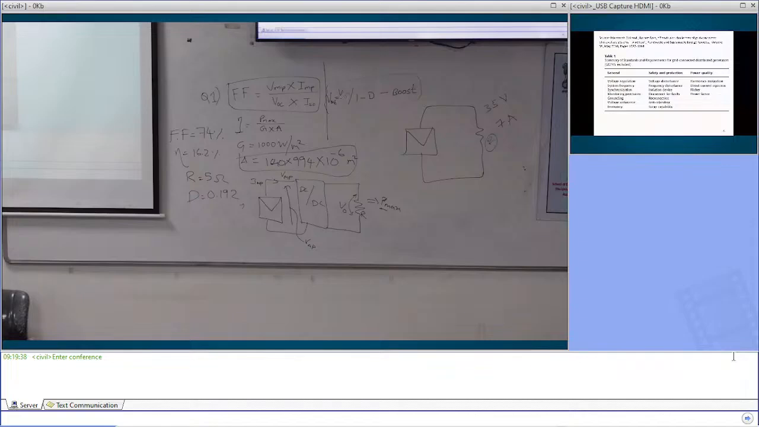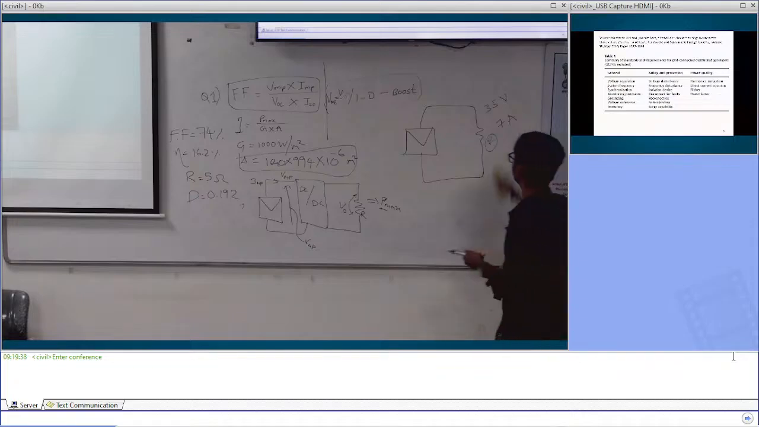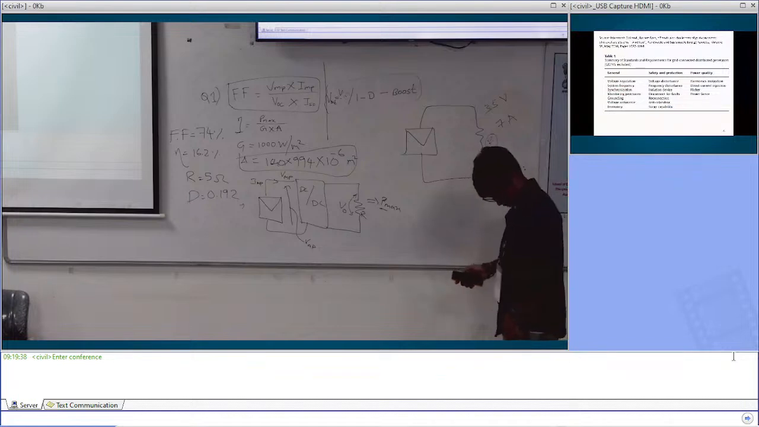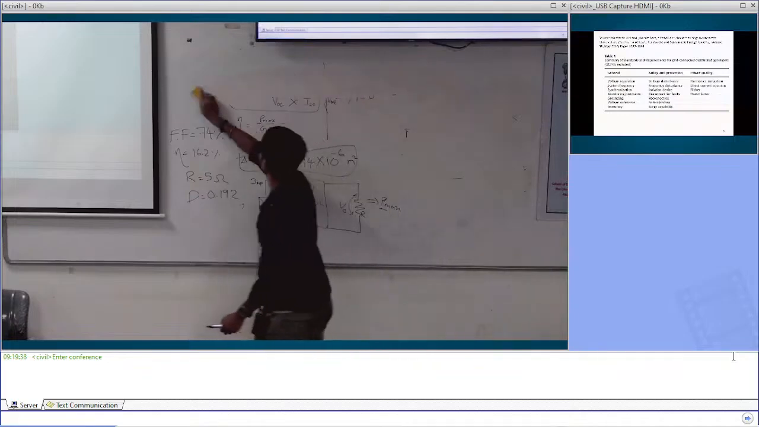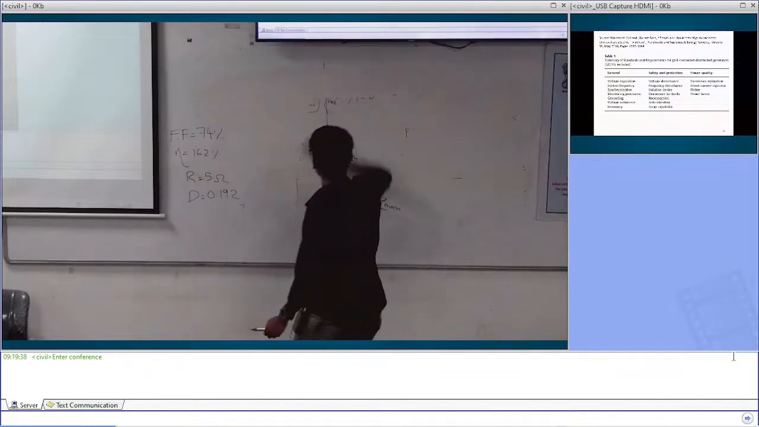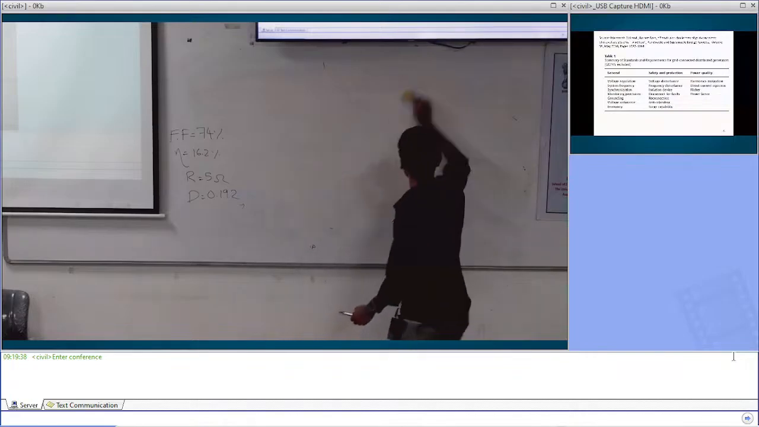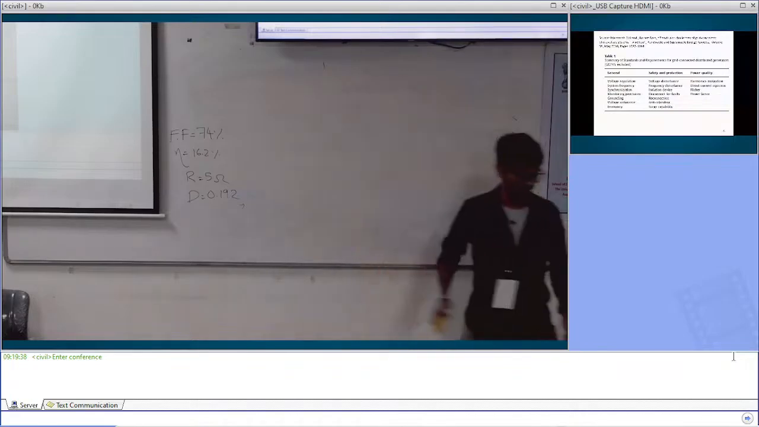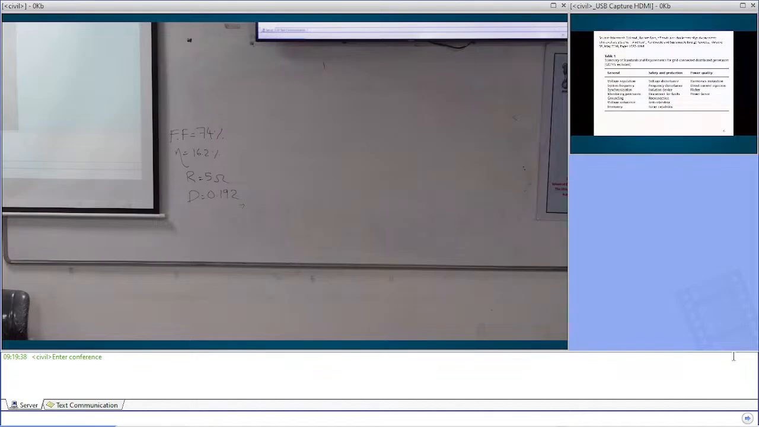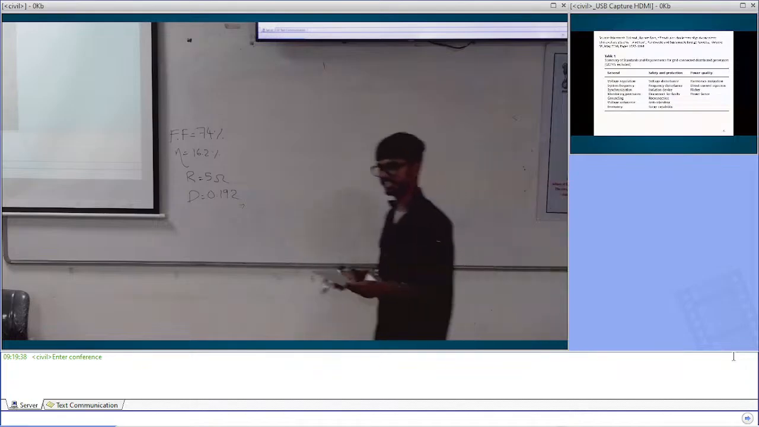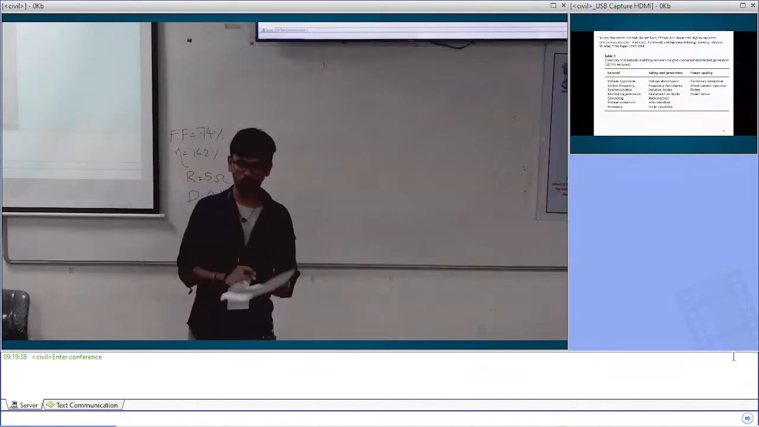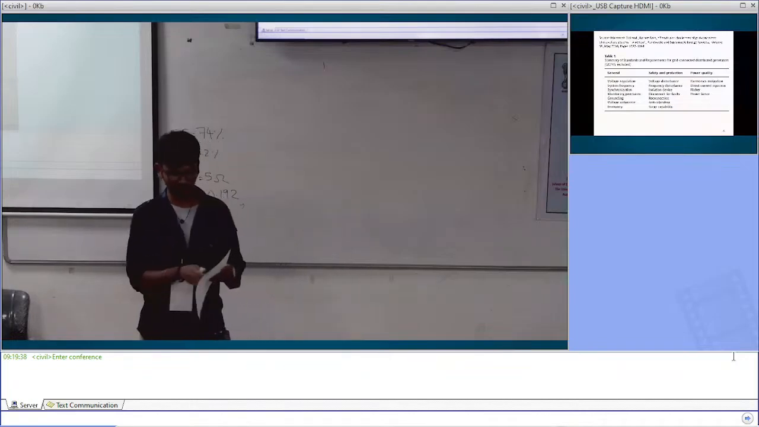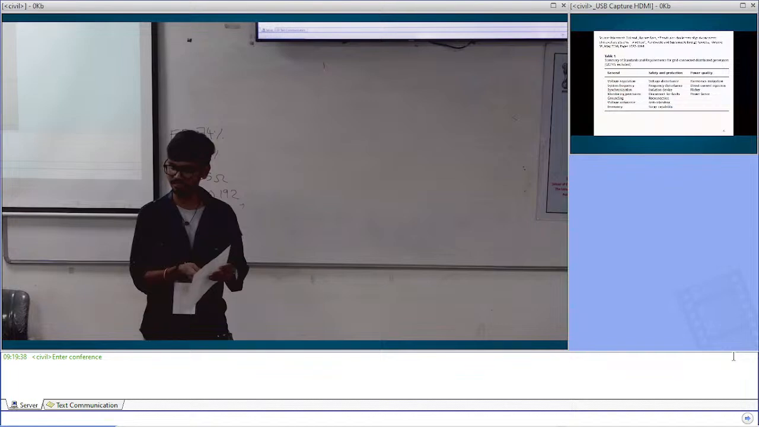So for the second question, we have given the data points of voltage and current. Try to plot these data points in the graph sheet. What you are asked to calculate are the fill factor and efficiency.